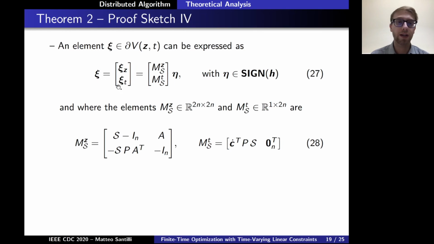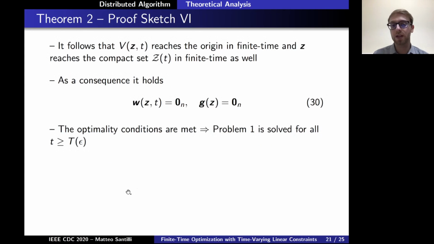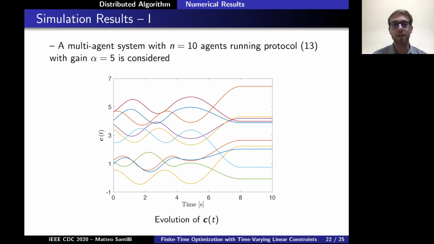That is the following, where z is composed of two elements, where eta belongs to the bold set valued sign function, and M_zS is a matrix that depends on S, and m_S is a vector that depends on S. We can actually derive the following bound on the generalized time derivative, and exploiting then the assumption that we made on the gain alpha, we can prove that it is upper bounded by minus epsilon, where epsilon, I recall, is our design parameter, and so it is less than 0. Then we have that V reaches the origin in finite time and Z reaches the compact set calligraphic Z in finite time as well. As a consequence, the optimality conditions are met, and problem 1 is then solved for all t greater than this capital T that depends on our design parameter.